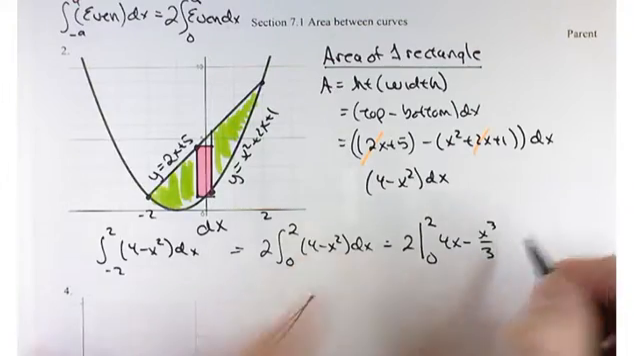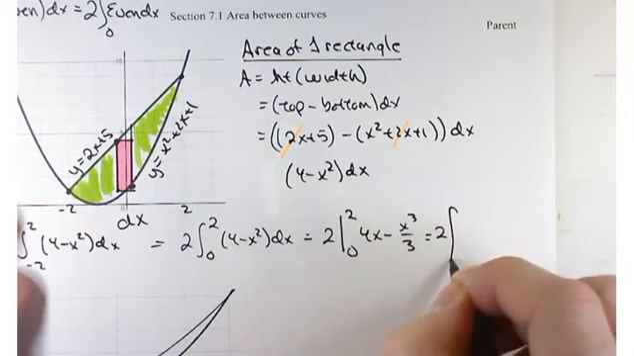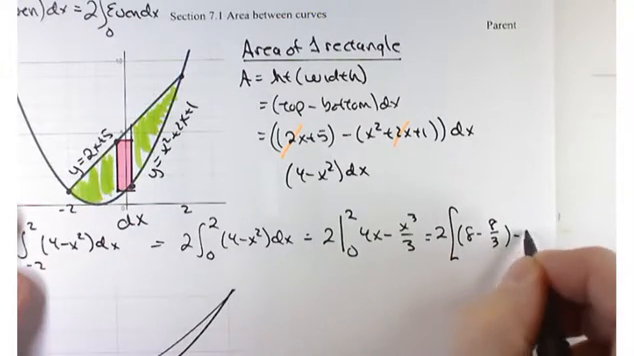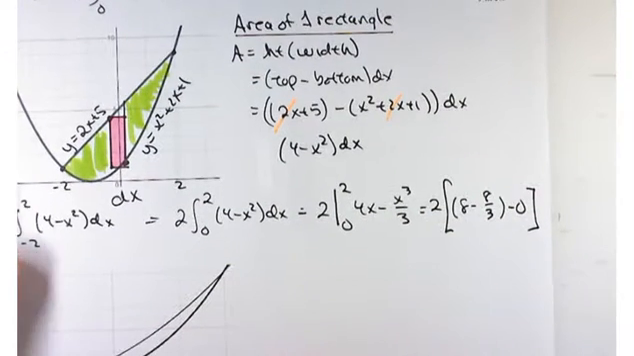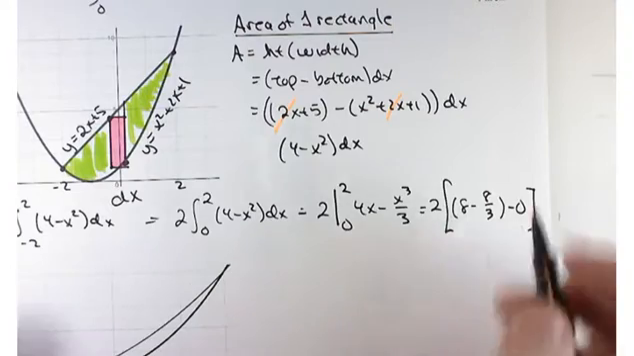4x minus x to the third over 3. So it's going to be 2 times 8 minus 8 thirds minus 0. So let's see. That'll be 24 thirds minus 8 thirds is 16 thirds times 2 is 32 thirds.